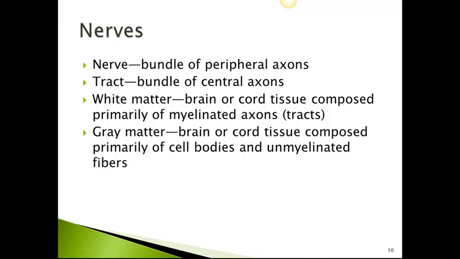Nerves. A nerve is a bundle of peripheral axons. A tract is a bundle of central axons. White matter consists of brain or cord tissue composed primarily of myelinated axons or tracts. Gray matter consists of brain or cord tissue composed primarily of cell bodies and unmyelinated fibers.